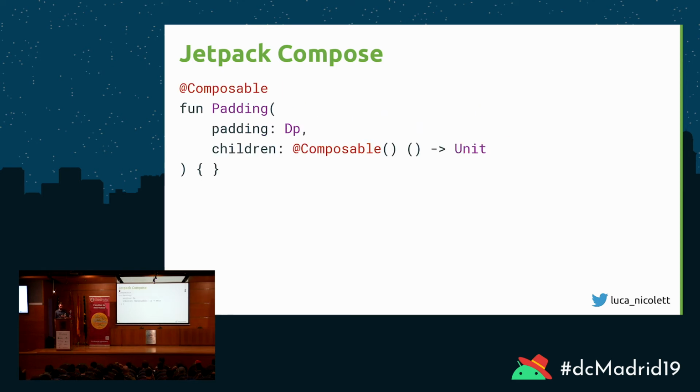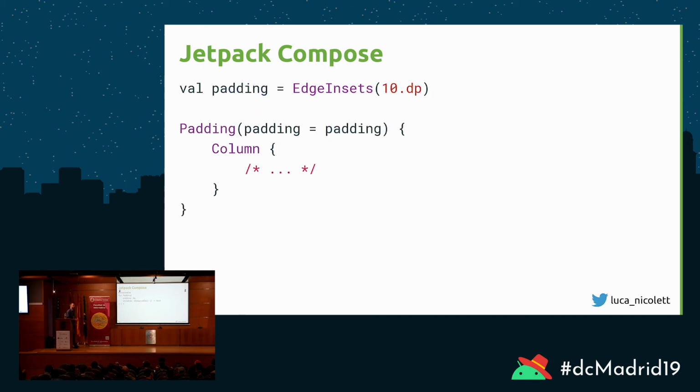When they released Jetpack Compose back at Google I/O 2019, padding was achieved by a composable function, and that was the signature. It accepted children, which was your composable function that you meant to wrap. And that's how you would use it. So it was actually a component.